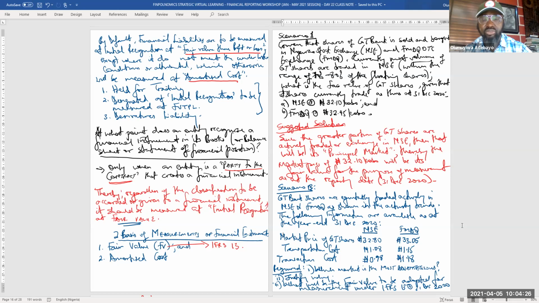When we look at level 1, where we have quoted prices, which are unadjusted market prices, we need to determine the principal market of an instrument, or of a financial asset, or an asset in general. Once you know the principal market, the fair value is the market price in that market that is relevant for determining the fair value.